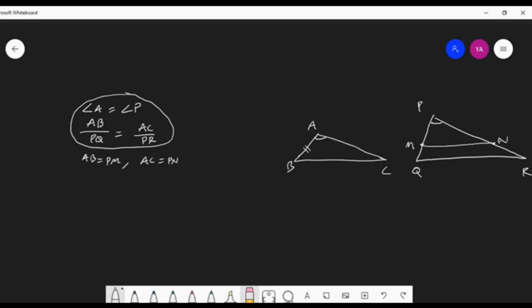Then what will happen? Are the triangle ABC and triangle PMN congruent? Yes, sir. Yes, but why?